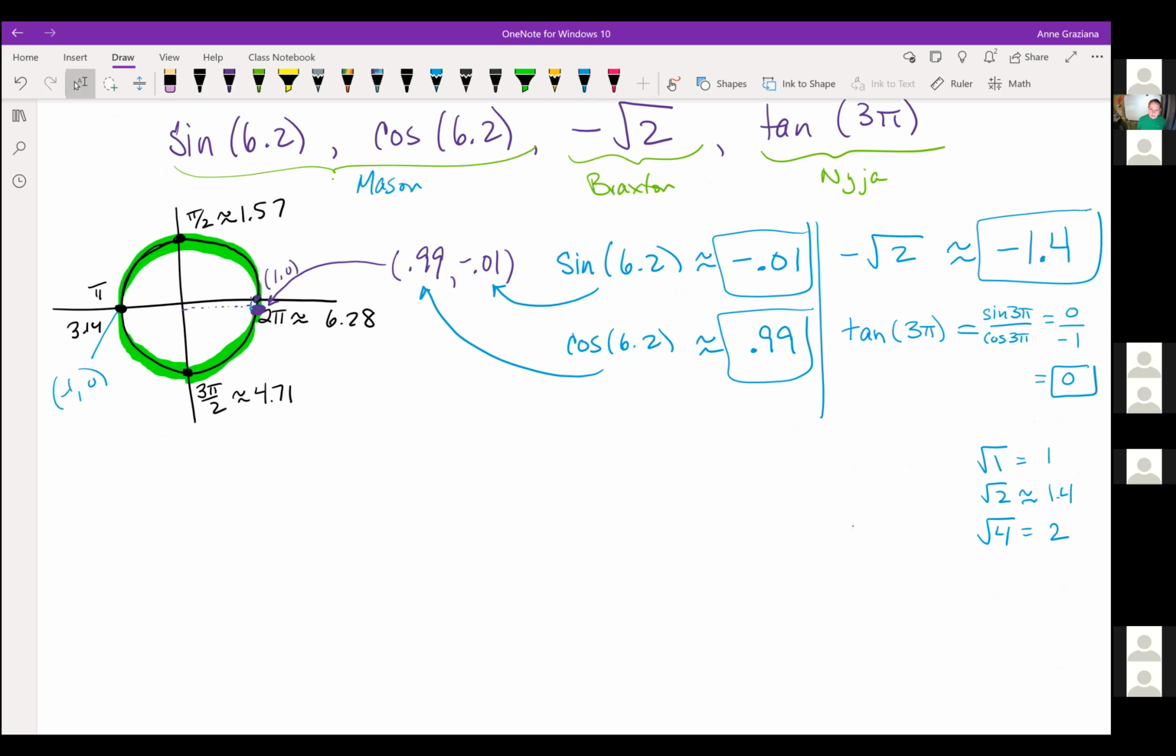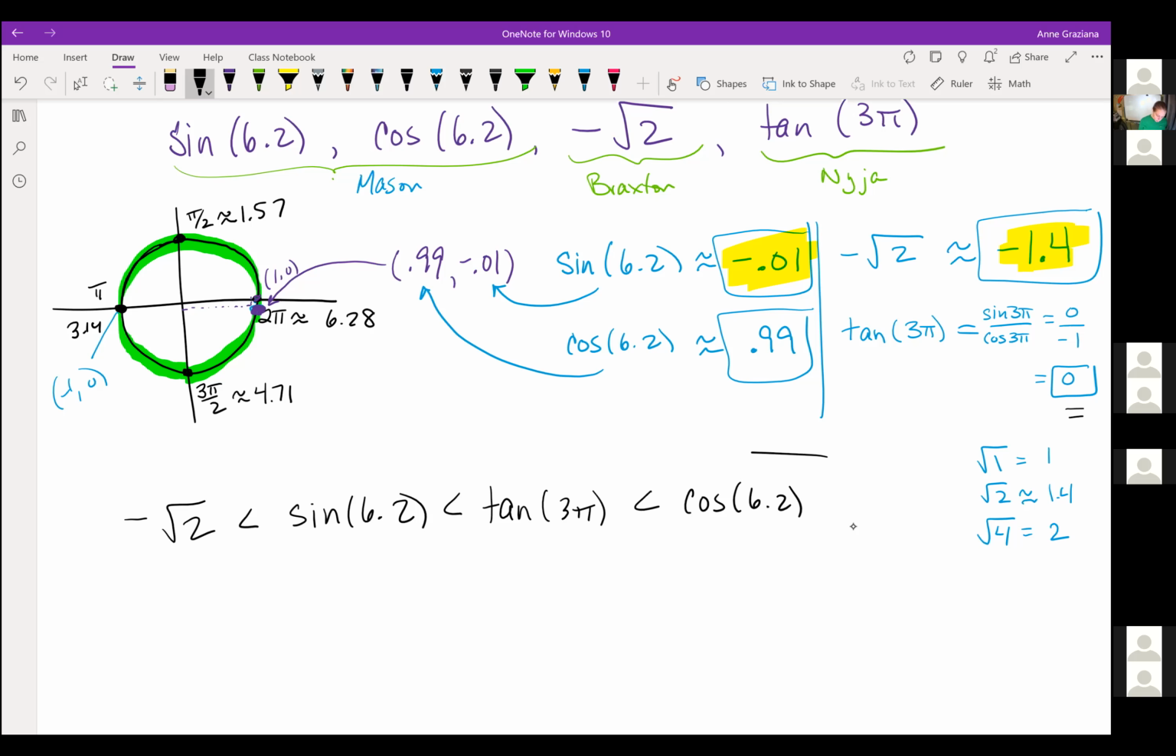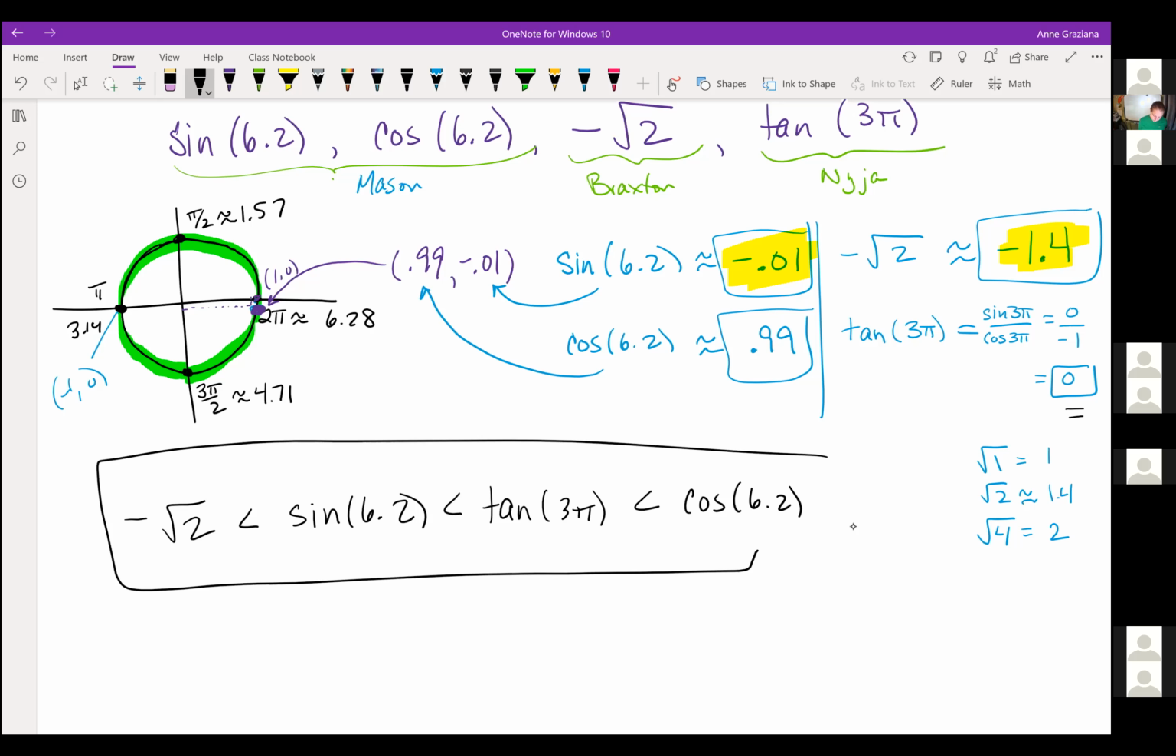The most negative, I have 2 negative numbers to consider. That's this one and this one. And so negative 1.4 is more negative. Then I have sine of 6.2. And then I have 0, that's the middle, okay, neutral, neither negative nor positive. And then positive is cosine of 6.2. Okay.